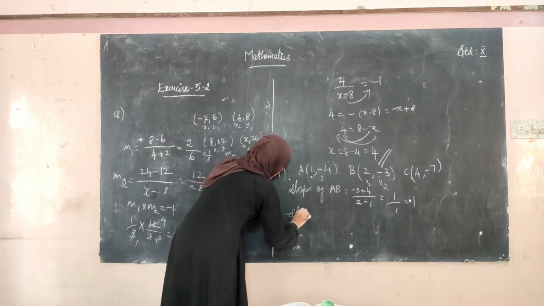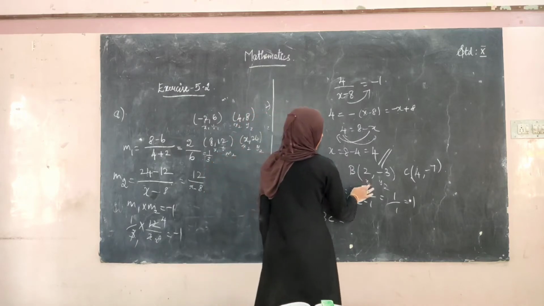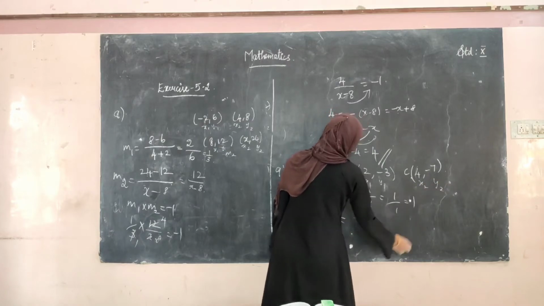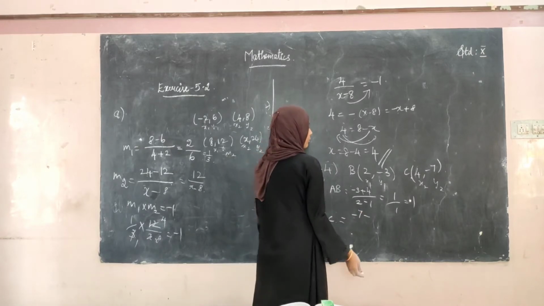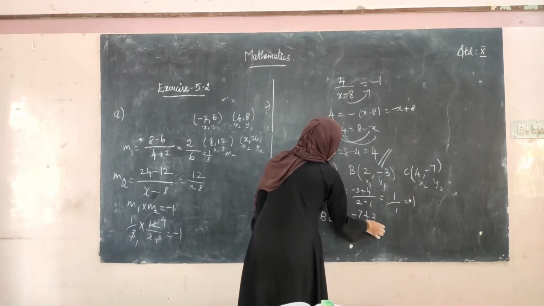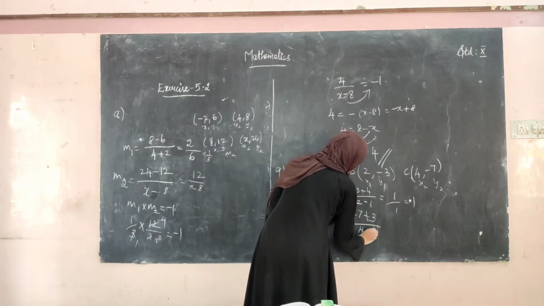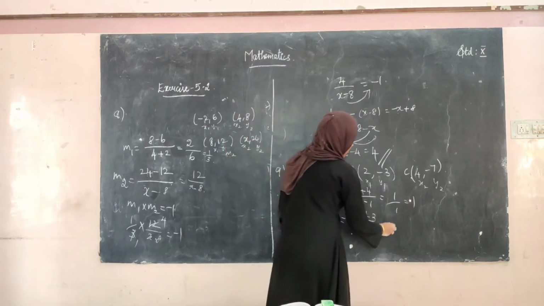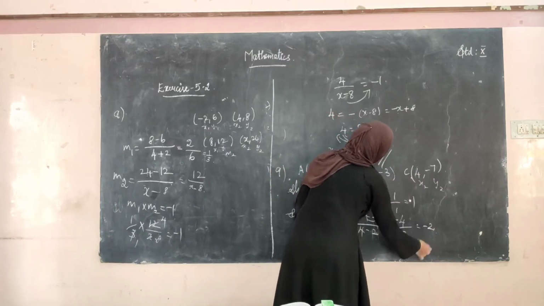Slope of BC equals, and for this let us take this as x1, y1, x2, y2. So what is y2 minus y1? y2 is -7, so -7 minus y1, which is -3. So minus of -3 gets +3, divided by x2 is 4, 4 minus x1, which is 2. Right, what is -7 plus 3? -7 plus 3 is -4, divided by 4 minus 2 is 2, which is equal to -2.